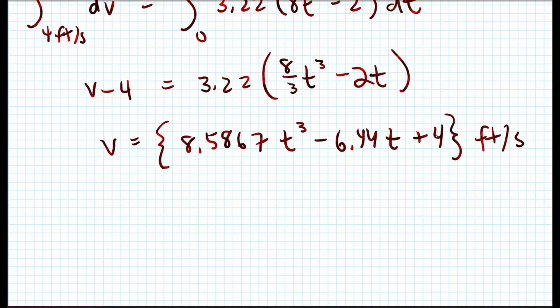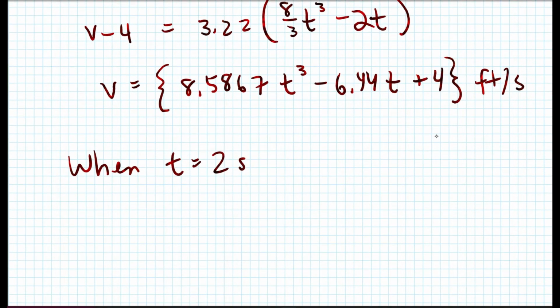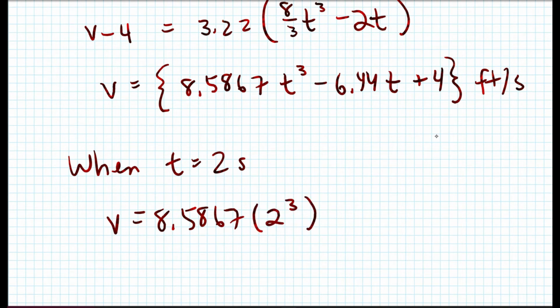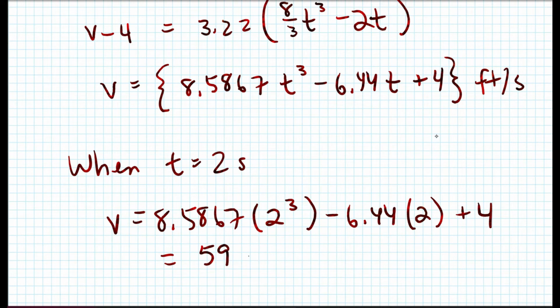Alright, and then lastly, when t equals 2 seconds, v equals 8.5867, and just plug in that 2 for t. So that's 2 to the third, minus 6.44 times 2, plus 4. Just crunch some numbers, and we get 59.81 feet per second.